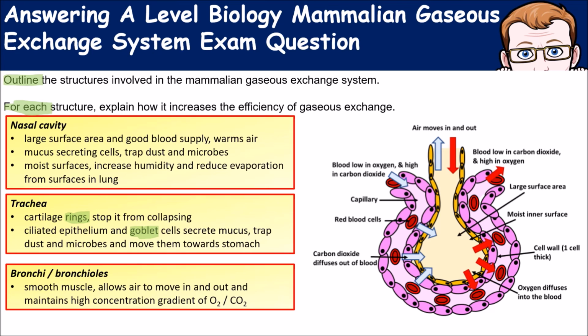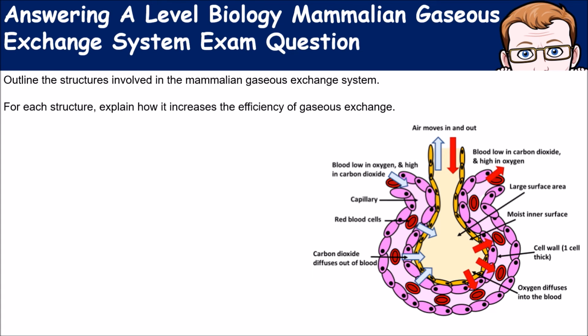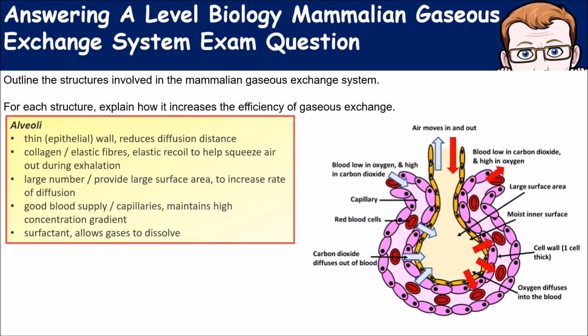Talk about the bronchi and the bronchioles in terms of having smooth muscle, which allows air to move in and out, so it maintains that concentration gradient. Then move on to the alveoli. So you're almost going in order from the top of the gaseous exchange system down towards the bottom. You can talk about the alveoli having a thin epithelial wall to reduce diffusion distance, and elastic fibres, which increase elastic recoil to help squeeze the air out. You could talk about the large number of them, which increases the surface area.